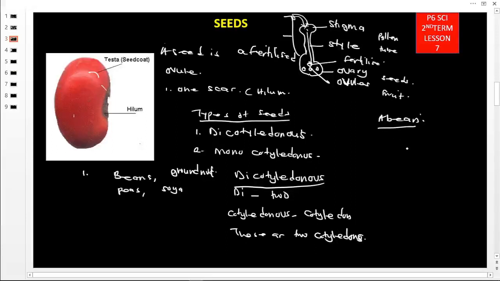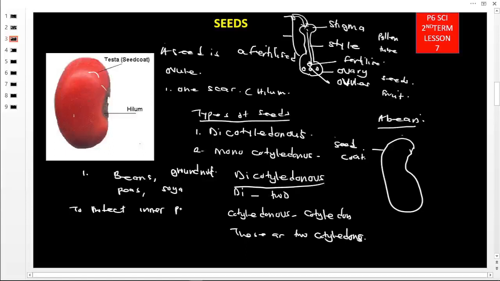So now we are going to look at the internal parts of a bean seed. What I'm drawing here is the outer part, which we call the seed coat. It is very important. The importance of a seed coat is to protect the inner parts of a seed from mechanical damage and from being eaten by the insects that are found inside the soil, in case it has been put inside the soil.